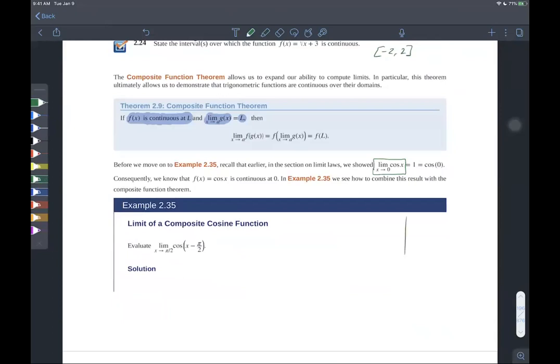Let me just graph cosine here. Cosine starts up at 1 and it goes like this. And then if you go the other way, it goes something like that. And so we can see that the limit as x approaches 0 is that y value, which is 1, which is the cosine of 0. Consequently, we know that f of x equals cosine of x is continuous at 0. In example 2.35, we see how to combine this result with the composite function theorem.